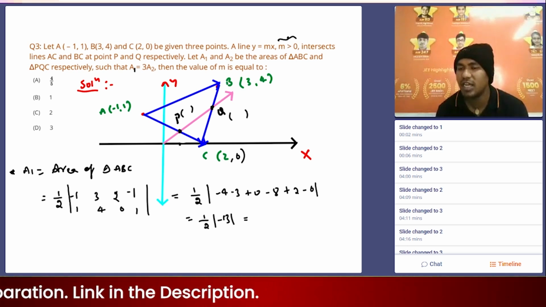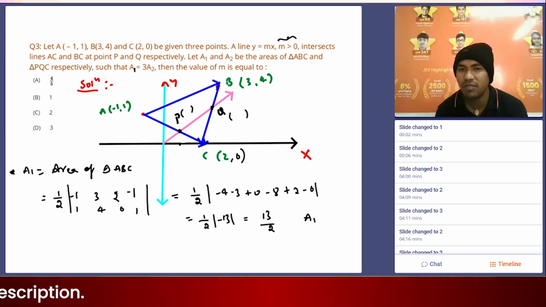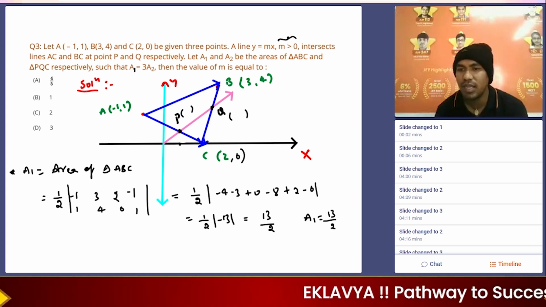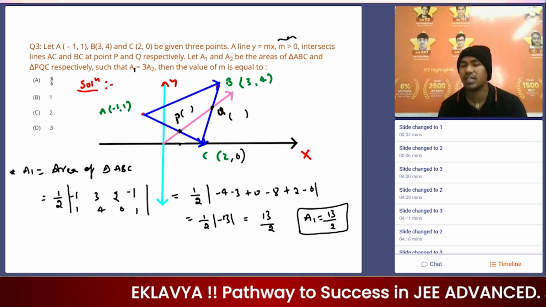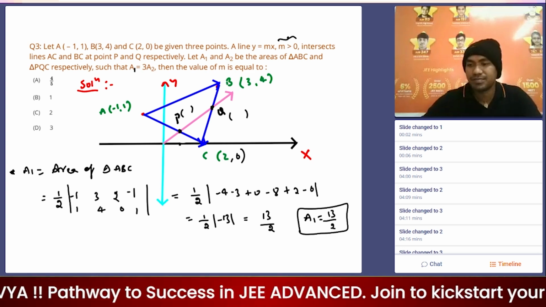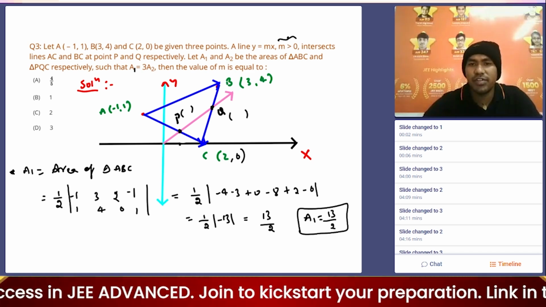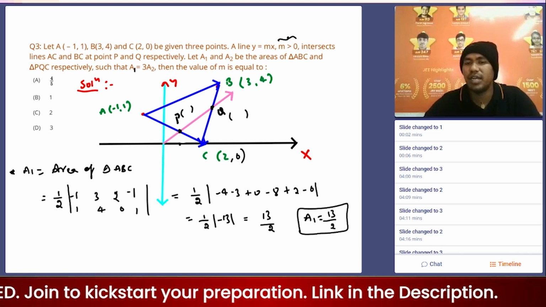Since area is always positive, how much A1 value are you getting? A1 is equal to 13 by 2 square units, the area of triangle ABC. Right. Now next, what do we need to find? We need to find the point P and point Q.